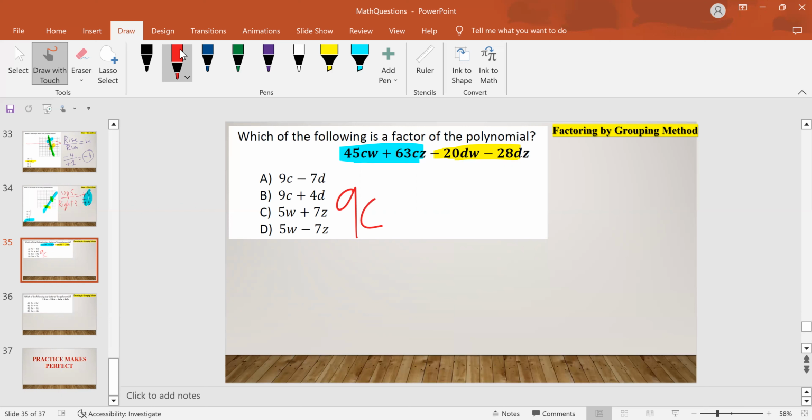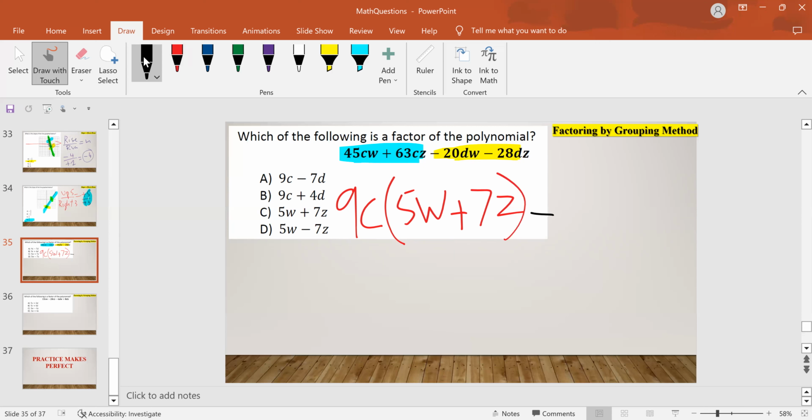Okay, parenthesis, we have a 5w. So you know that 9 multiplied by 5 is 45. And the c multiplied by w is cw, plus. Okay, we have here 7. So that 7 will multiply the 9 to get 63. So you have a 7z. I factor out the blue expression. So that's why I have 5w plus 7z. Have a negative.